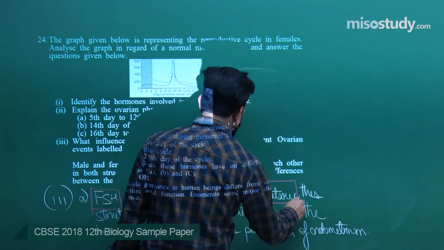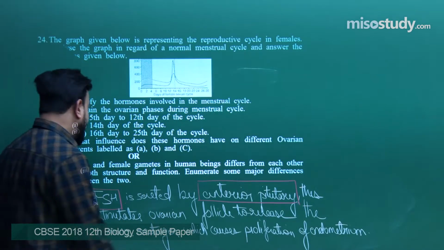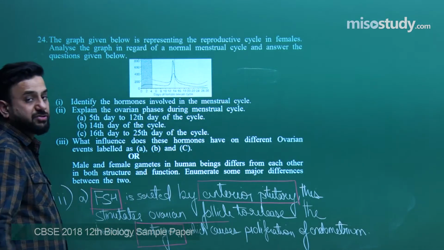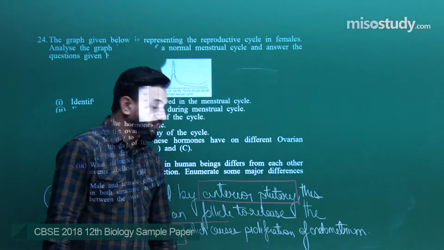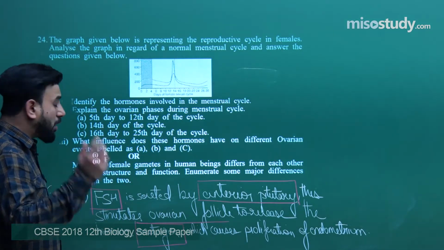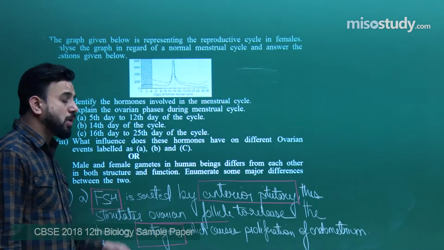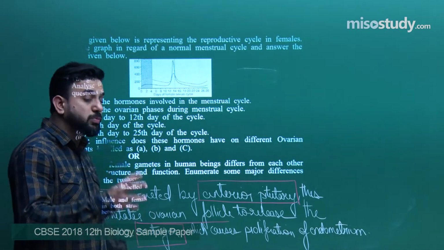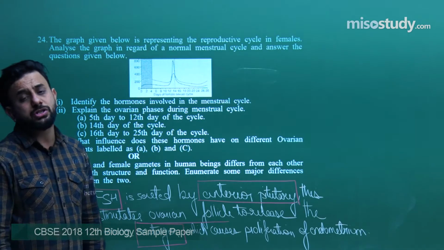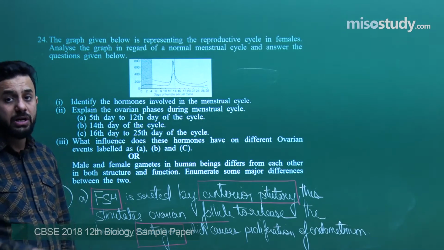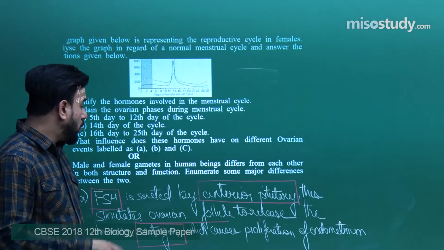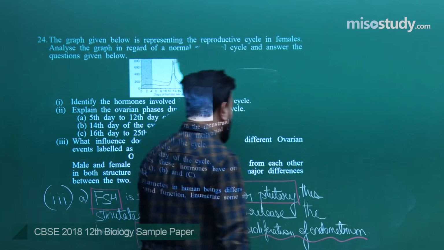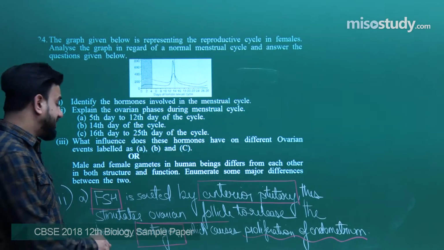By the anterior pituitary, it stimulates the ovarian follicle to release the hormone estrogen, and this hormone estrogen will cause the proliferation of the endometrium. So did you get the point? From the anterior pituitary, the hormone called follicle stimulating hormone is secreted during the first phase of the menstrual cycle. This will stimulate the ovarian follicle, and on stimulation the follicle will release the hormone called estrogen. This estrogen will cause proliferation of the endometrium. Got it? Now let us see the second part.